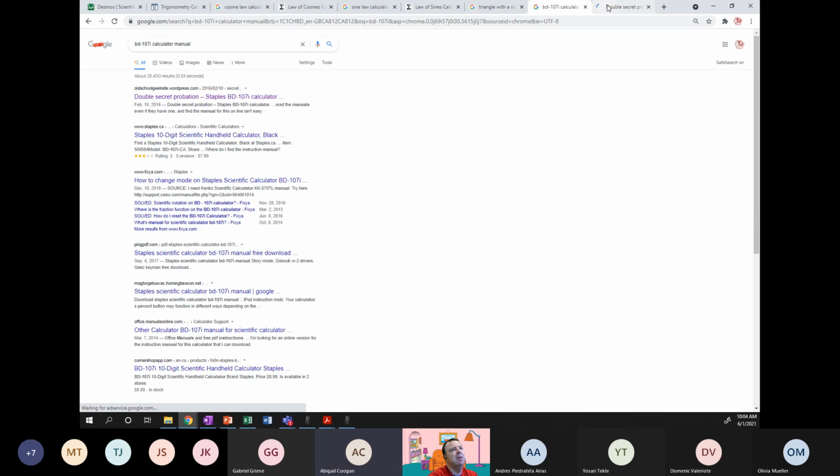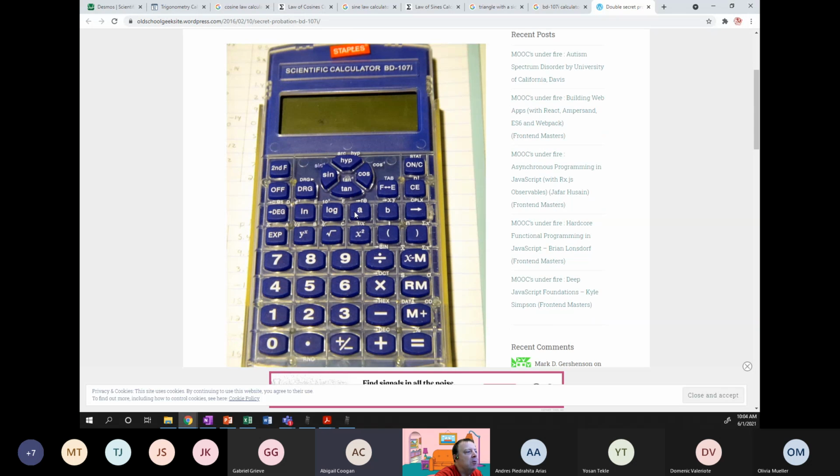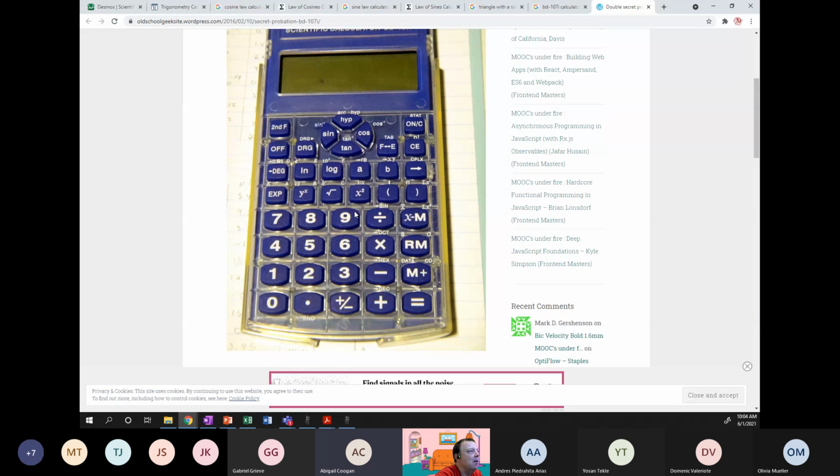Is it a Staples one? Yeah, looks like this? Yeah. Where's your cosine and sine? At the top in the circle thingy. Oh, in the circle thing.